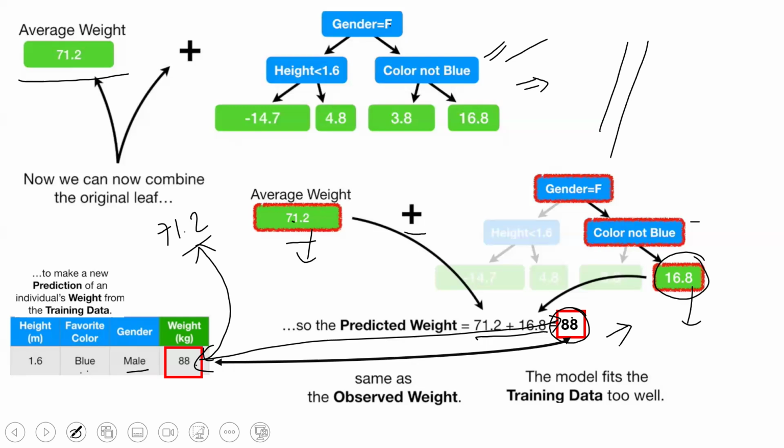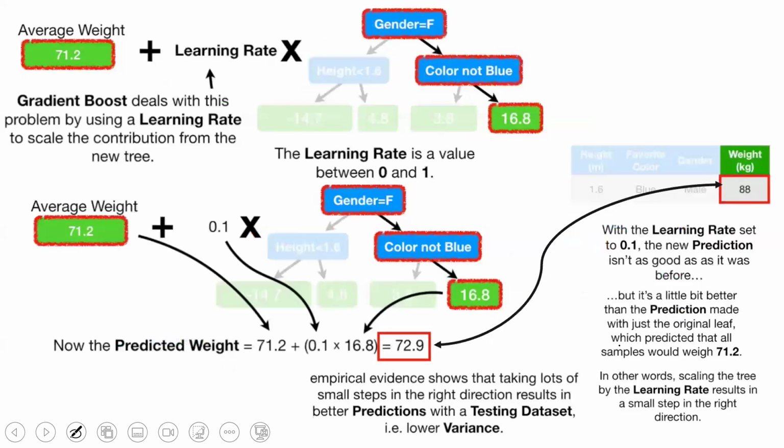You always want to make sure you have something to avoid the overfitting. So that is what you have to understand, how you'll avoid that overfitting. Now if you look at this, I'm introducing something called the learning rate. To avoid that overfitting, gradient boost deals with such overfitting problems by introducing something called the learning rate to scale the contribution from the new tree.